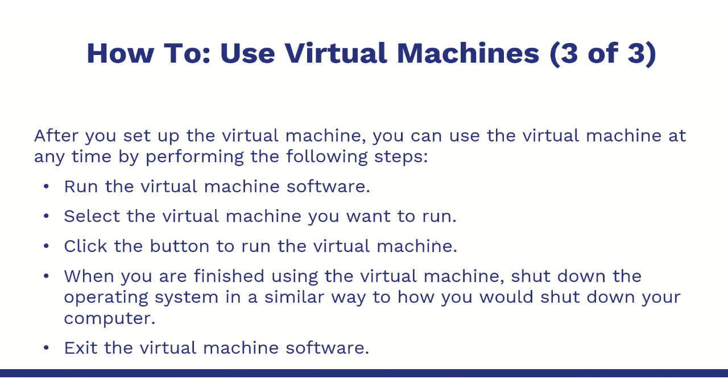After you set up the virtual machine, you can use it at any time by performing the following steps. Number one, run the virtual machine software. Number two, select the virtual machine you want to run. Number three, click the button to run the virtual machine. And number four, when you are finished using the virtual machine, shut down the operating system in a similar way to how you would shut down your computer and then exit the virtual machine software.